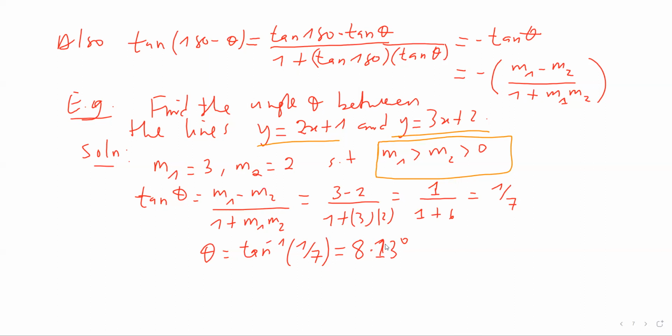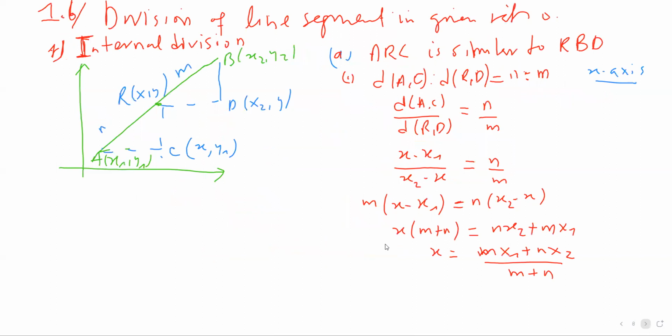Then to find the angle, you need to find the arctan, which is the tan inverse of 1 over 7, which is 8.13 degrees, which gives us the answer. That is the angle between the two lines.